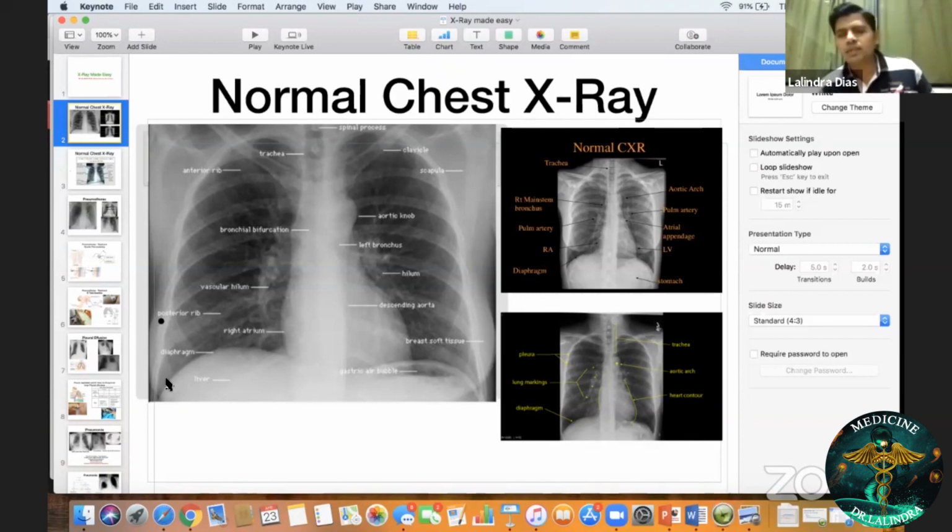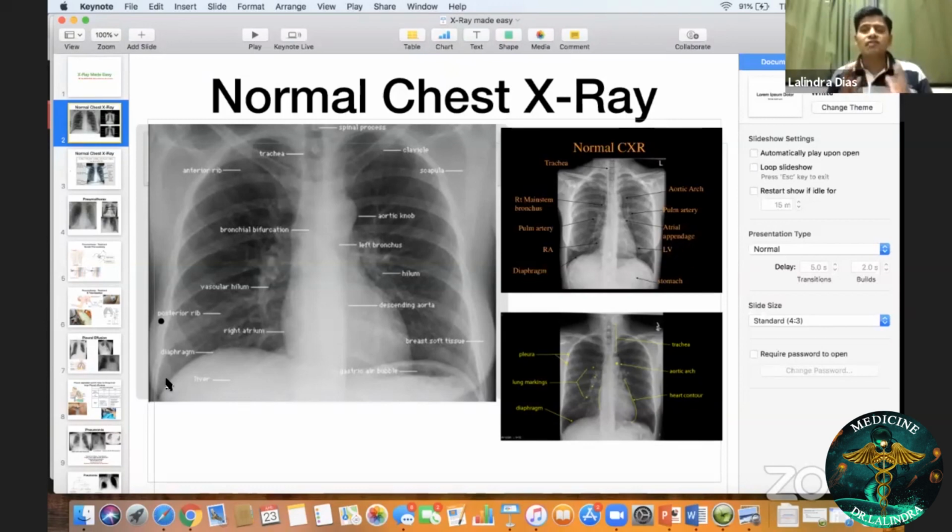Yeah, so that happens in a pleural effusion. So when you get a pleural effusion, the costophrenic angle will be obliterated, correct? Right. Okay. So those are the things that you have to see in a normal chest X-ray.